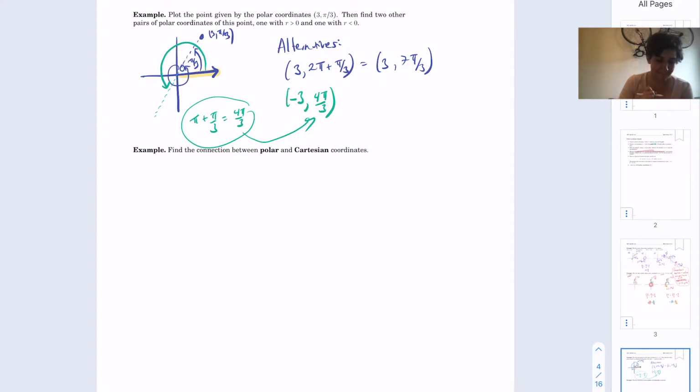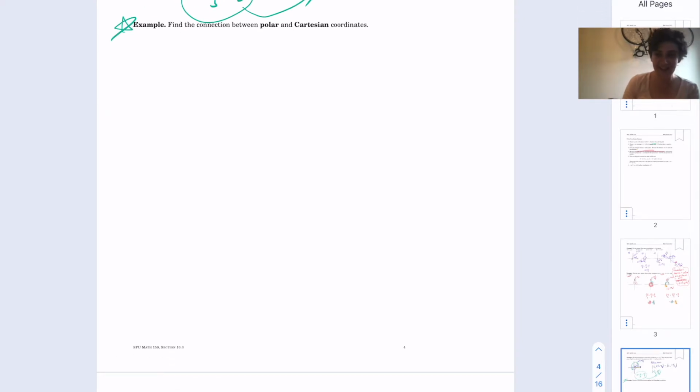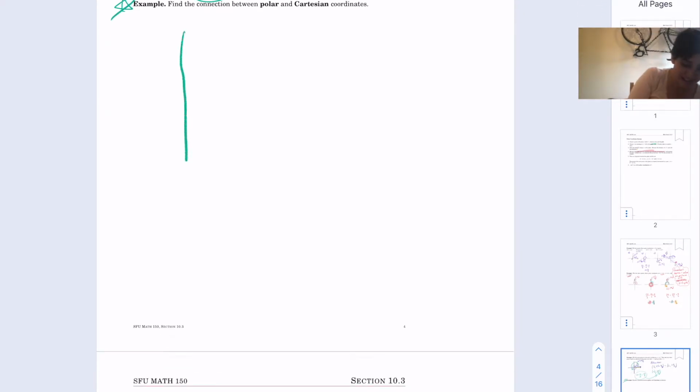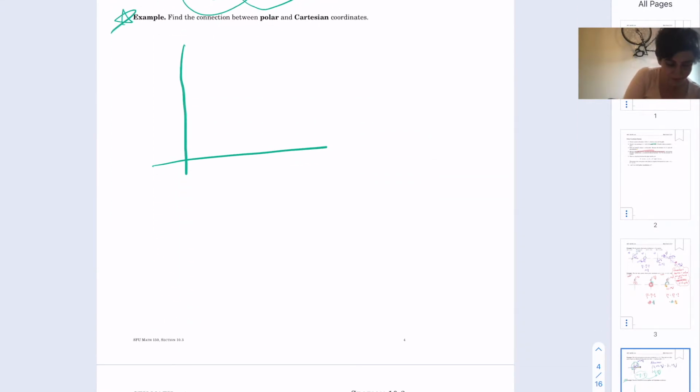All right, this is a big one. Finding the connection between polar and Cartesian coordinates. Of course there is one. Let's figure out what it is. So here are our axes. This is our y-axis. This is our x-axis. This is also our polar axis. Here is our point. It has coordinates x, y. It also has coordinates r, theta.